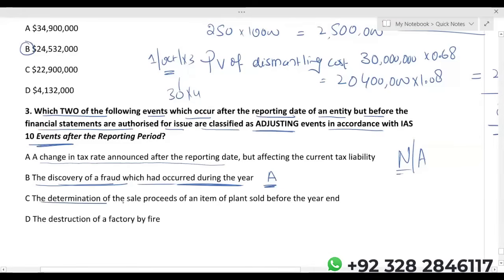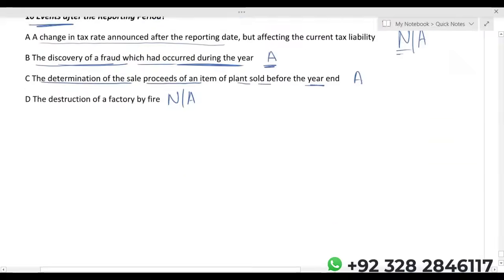The determination of the sale proceeds of an item of plant sold before the year end: adjusting event. Actually, we sold the plant before the year end, only the price was decided later on. And the last one is destruction of a factory by fire. Can I say non-adjusting event? On SOFP date, we did not have any knowledge or information that there will be a destruction of a factory by fire.